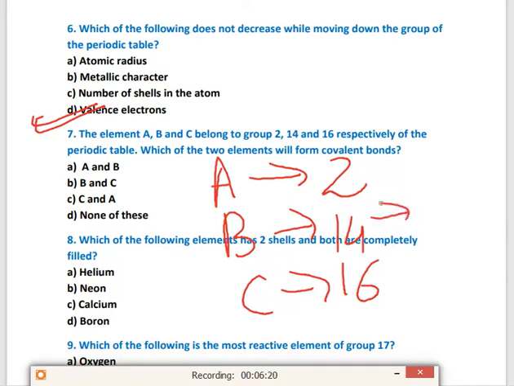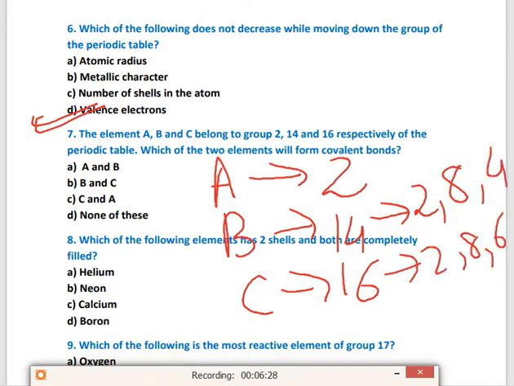Let's write the electronic configuration. 2, 8, 4, 2, 8, 6. So as we can see, in elements B and C, the last shell is not filled. So elements B and C will form covalent bonds because they need electrons to fill their last shell or the valence shell. So they will form covalent bonds to fill their octet, right?